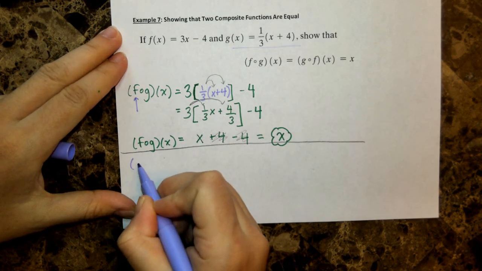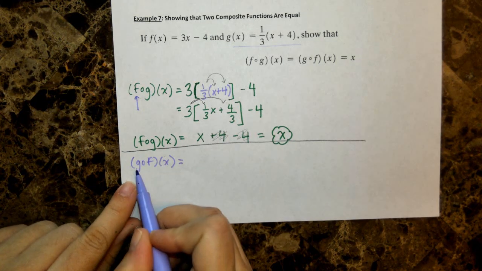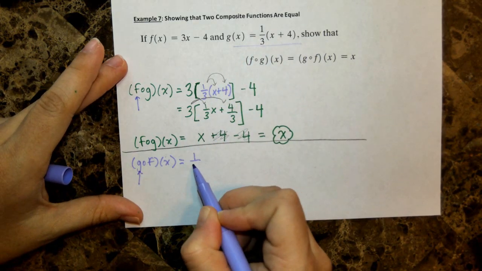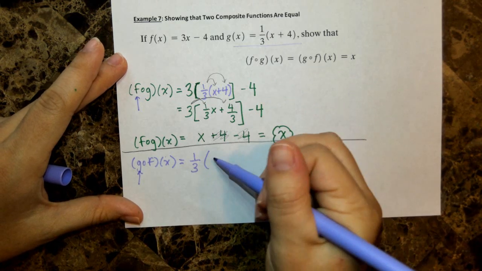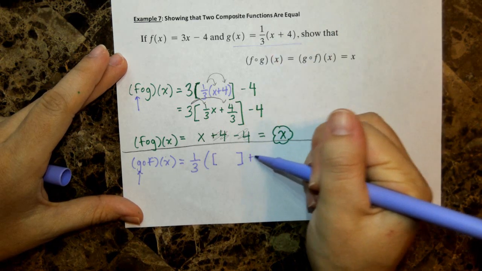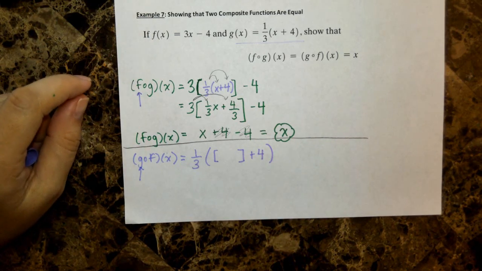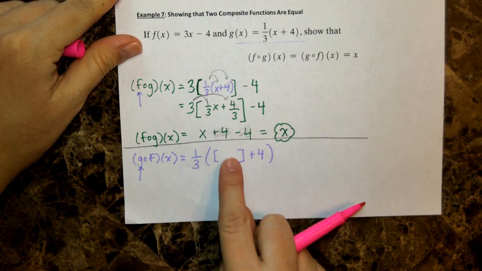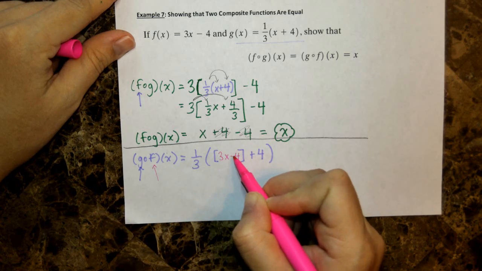So now I'm figuring out what is g composed with f of x. This time I'm going to start with the first function, which in this case is g, which is this 1/3 x plus 4. So I'm going to have 1/3 x. Instead of writing x, I'm going to write these empty brackets or parentheses for x, and then plus 4. The second part is to take the inner function, which is the f function, which is 3x minus 4, and that's what's going to go in place of these empty brackets. So 3x minus 4.